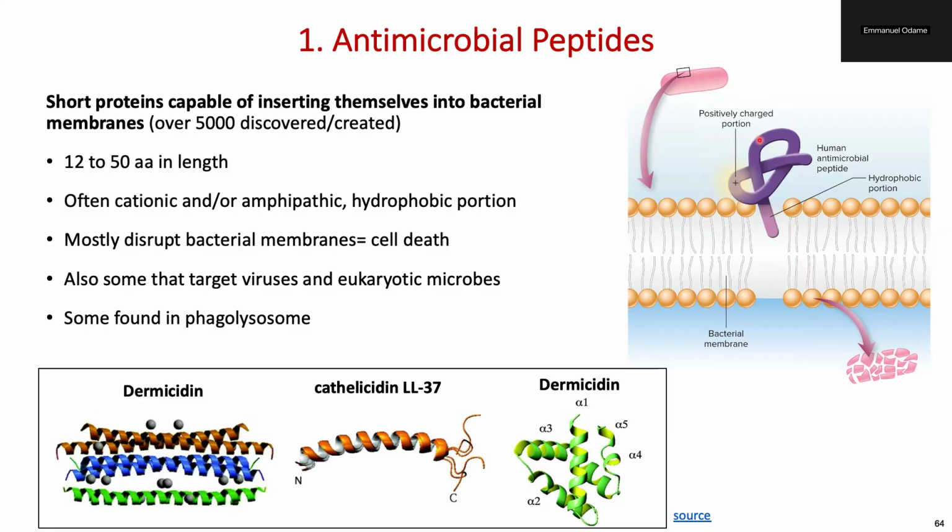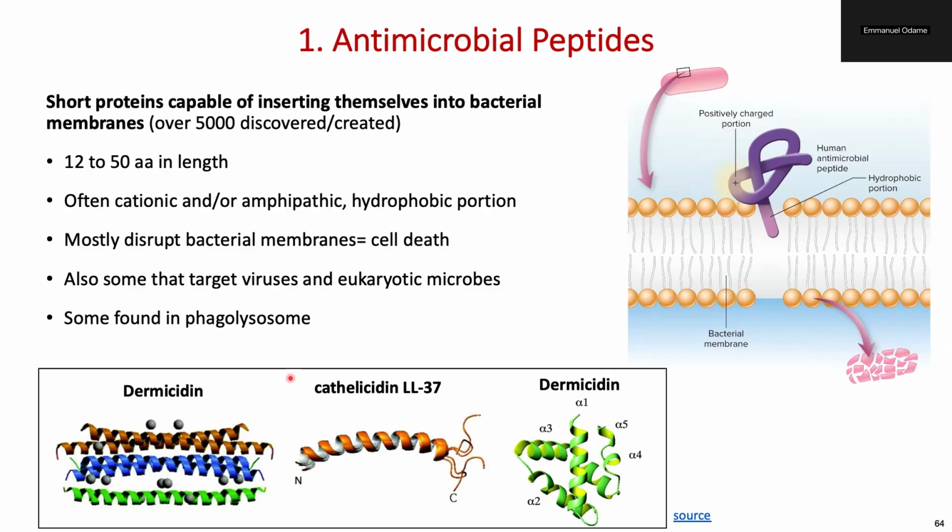So as you can see from here, we have the peptide which has the positively charged portion, which helps attach it to the bacterial cell membrane, and we have the hydrophobic portion which basically inserts into the cell membrane, degrading it, causing a cellular burst of the microbe or the bacteria. So we have three different types.